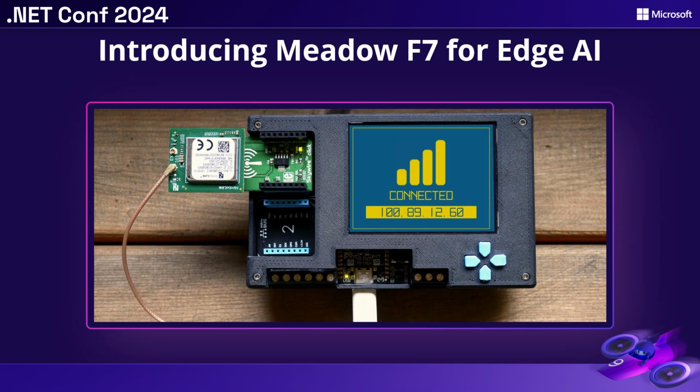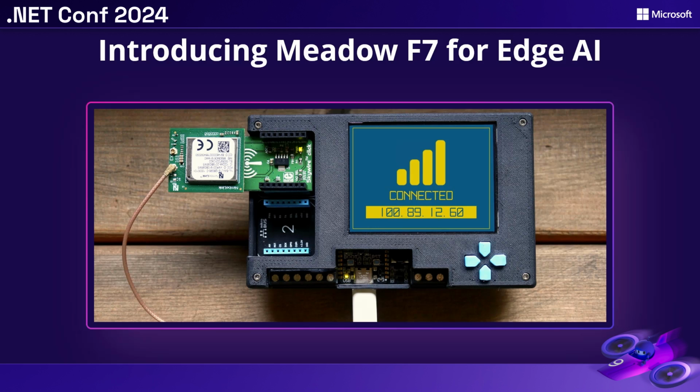Okay, so we've discussed the importance of AI at the edge, and let's introduce the tools to make it possible. Today, we're going to talk about Meadow F7. This is a microcontroller-based system that's going to allow us to do edge AI using C# and .NET. The Meadow F7 is a powerful and really versatile microcontroller platform designed, obviously, for IoT applications. It has high performance, has an STM32F7 microcontroller, a good amount of memory, and a really great set of I/O capabilities. So it's really well suited for running complex tasks at the edge.